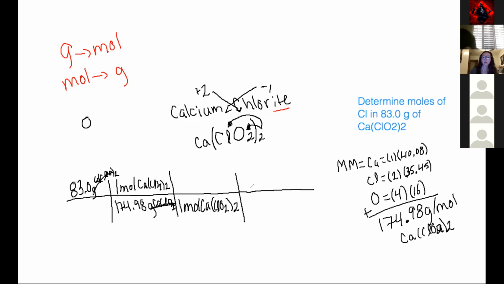But now we need to determine the molar ratio of chlorine to that compound, okay? And so we can determine that based on what we did over here with chlorine, right? We had to multiply it by 2. So how many moles of chlorine are there in 1 mole of calcium chloride? 2, yeah. There's 2 moles of chlorine for every 1 mole of calcium chloride. And then from here, we just do our math. We'll exit out those moles of calcium chloride. We are multiplying across, and then we divide by what's on the bottom. So 83 times 2 divided by 174.98 will give us our moles of chlorine.